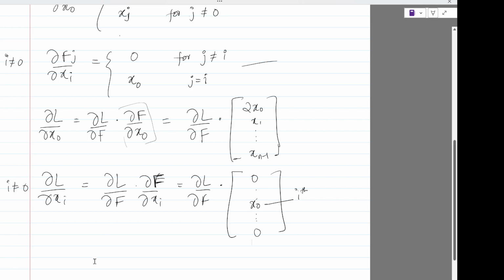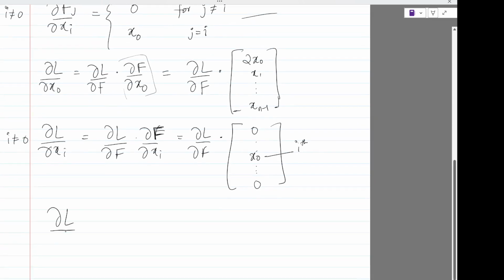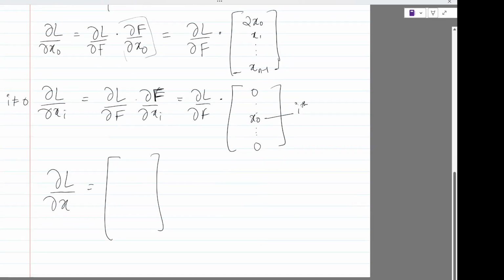Okay. So when you take a dot product, you will get a real value. So finally your del L by del x is a vector with these entries, del L by del x naught, del L by del x1 till del L by del x n minus 1.